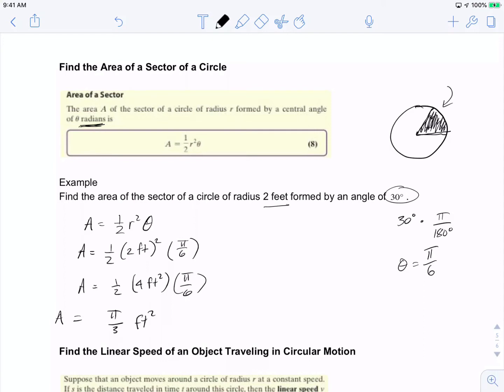And it should make sense that it's feet squared because we're talking about an area, and so area is in terms of squared units. And so the result is going to be 1.05 feet squared. Right there's your answer. Okay.